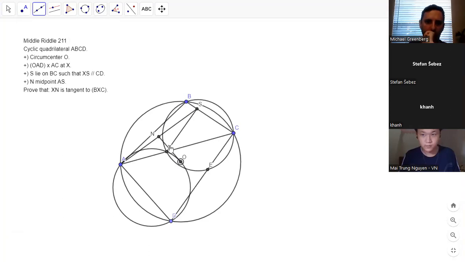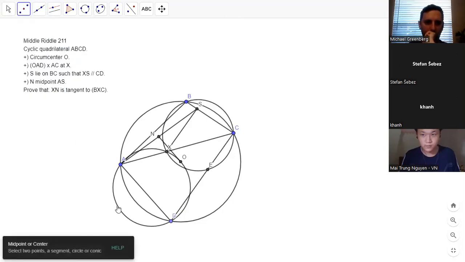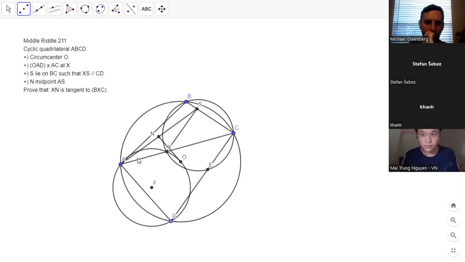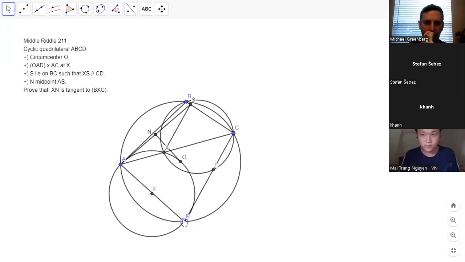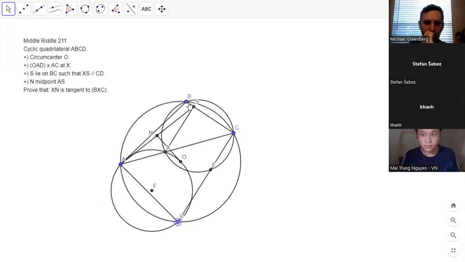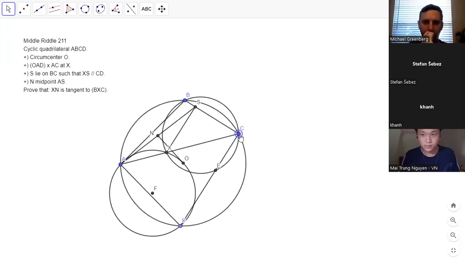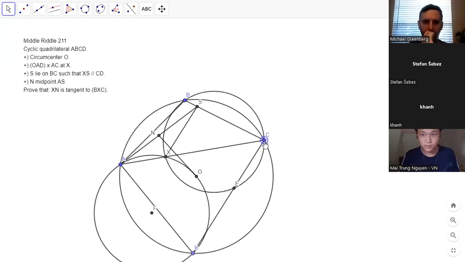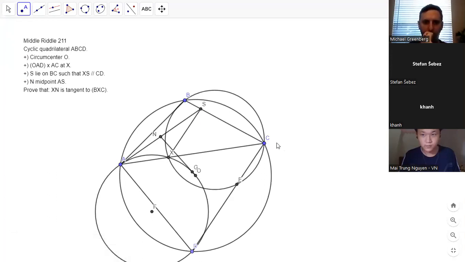Is ON tangent to the circle? I don't think it is. Because what if we moved... yeah, I don't think ON is tangent, although however I move the diagram, it almost looks like it is. But like here, yeah, it's not tangent, but it's close. It looks like it.